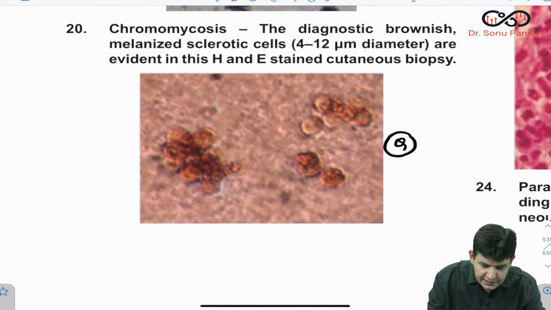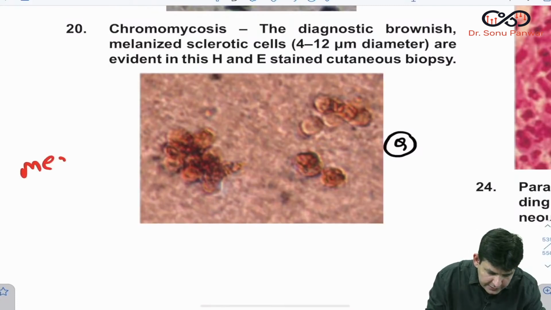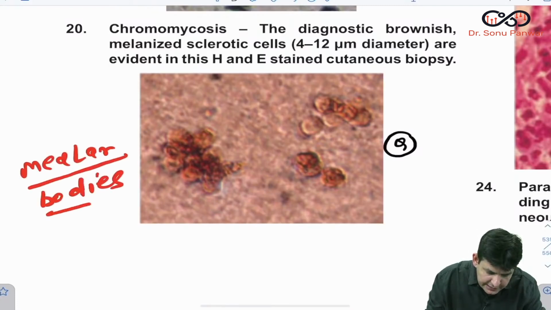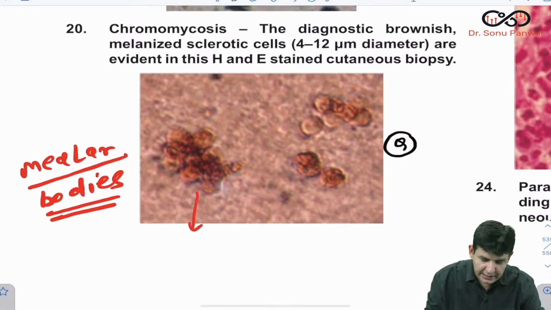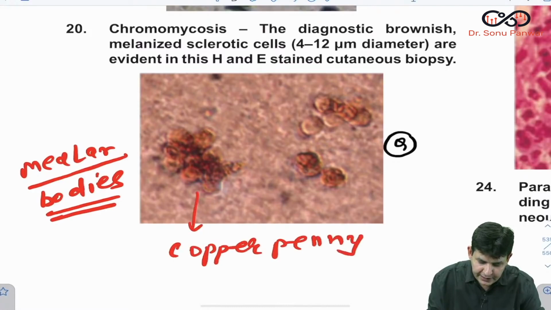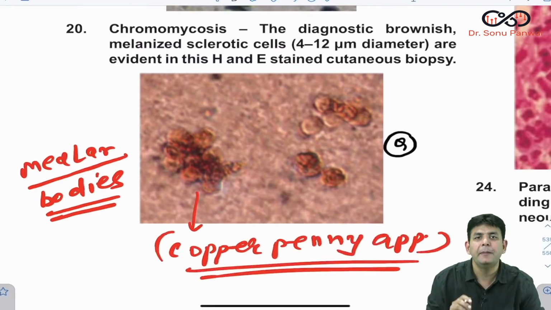exam. That is regarding the medullary bodies. Okay, this particular question is coming up, and the name of these bodies is medullary bodies. And what is the other name of these medullary bodies? Sclerotic bodies. And what do they look like? They look like a copper penny appearance. Okay, copper penny appearance they have, and they are termed as what? Medullary bodies. Okay, short question.